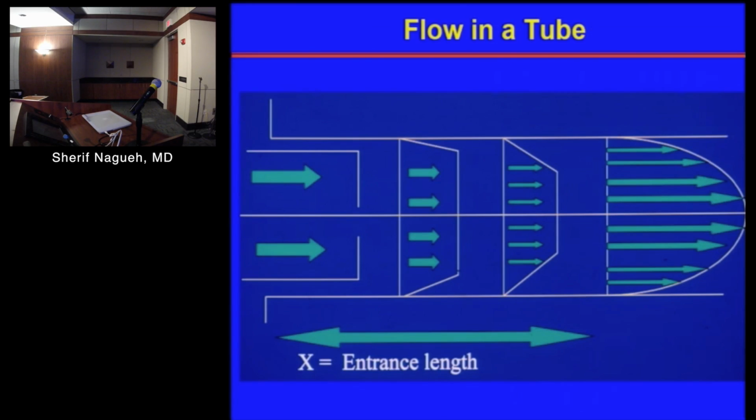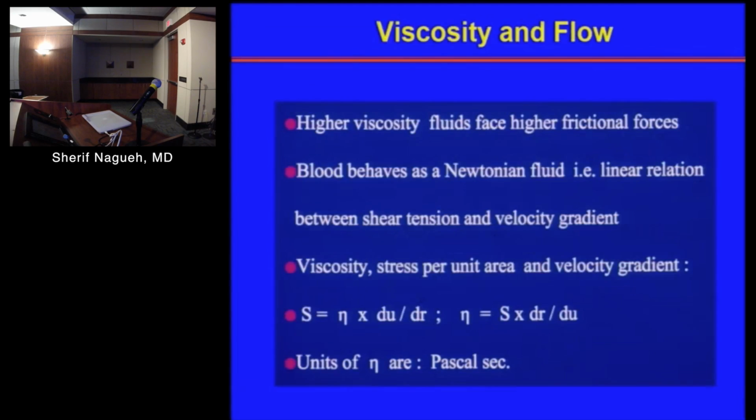The distance it takes from where the fluid enters the tube to where you end up with a parabolic profile, as you see here, is referred to as the entrance length. That is dependent on the geometry of the tube and also on the energy that this fluid gets in, or the velocity that it gets in.